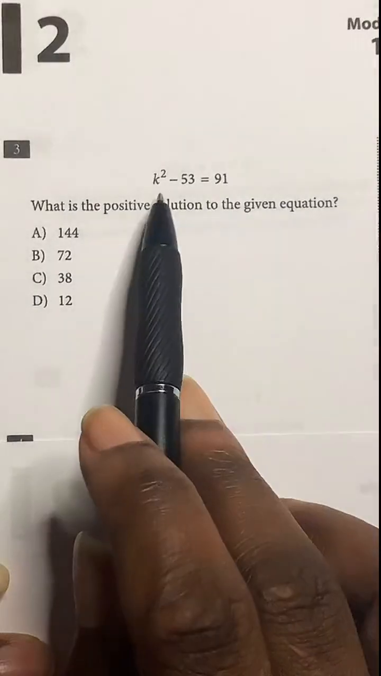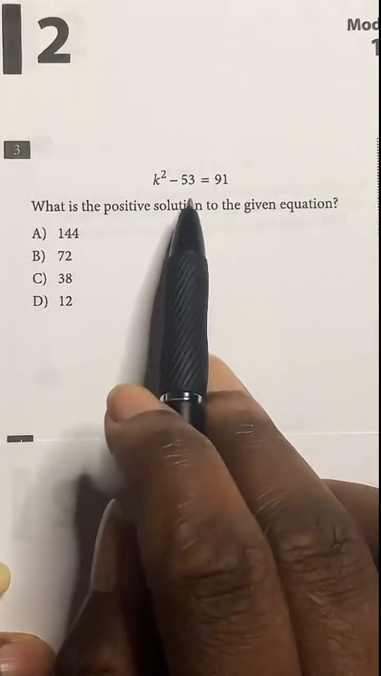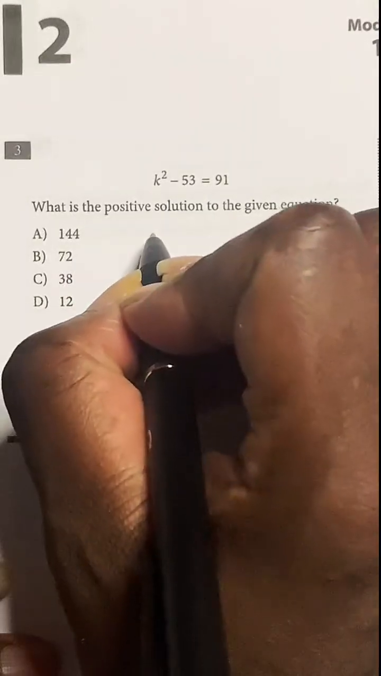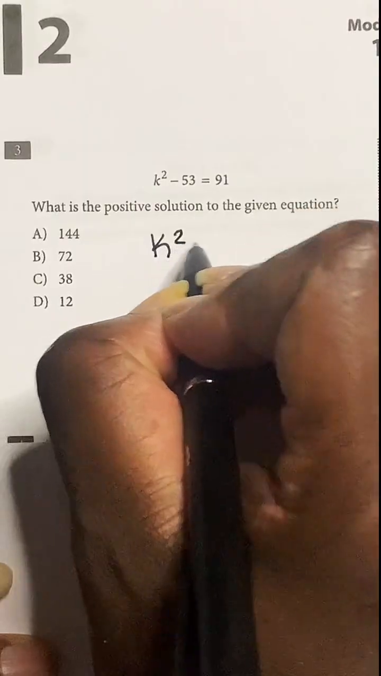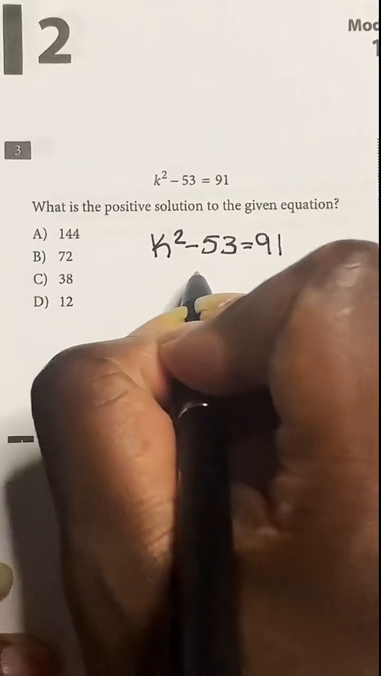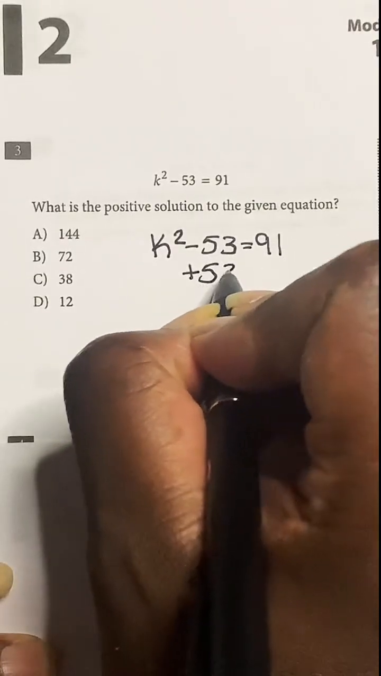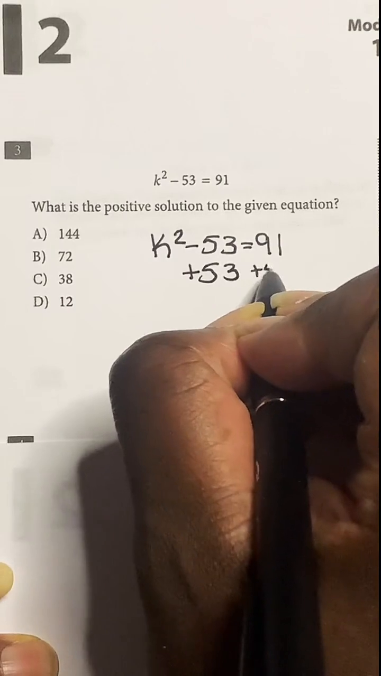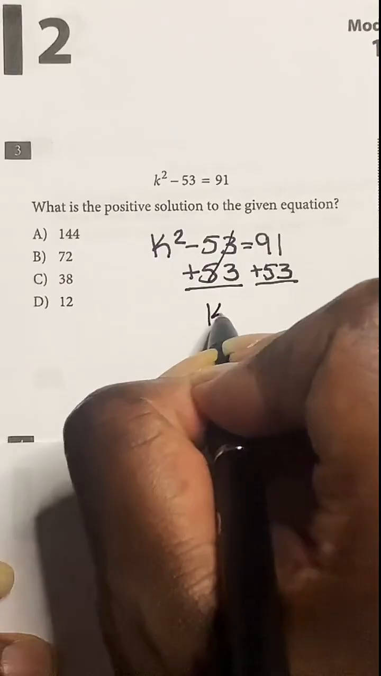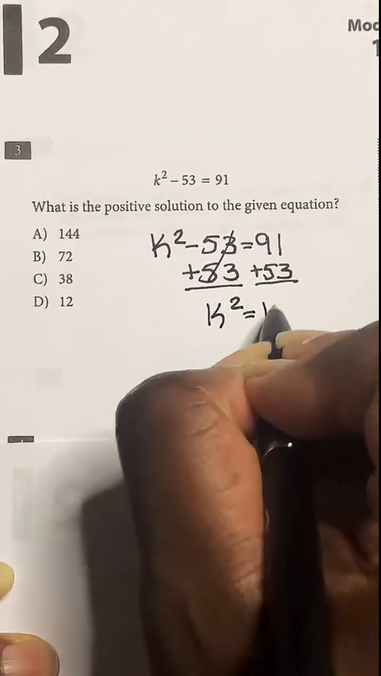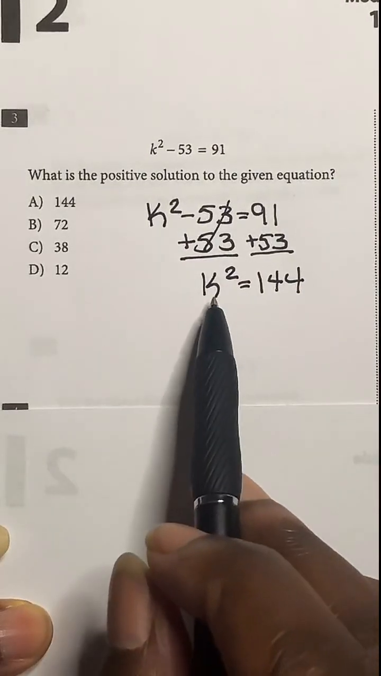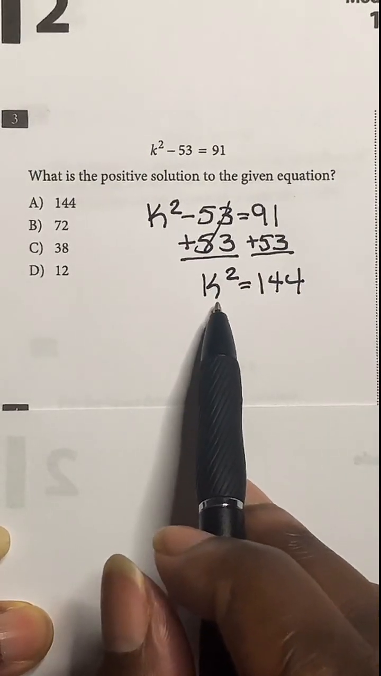Again, we could solve this for K. Notice there's only one variable, which is this one right here. So that means you have your K squared minus your 53 equals 91. So if we add this 53 on both sides, we'll get our K squared is going to equal 144. We don't want to know what K squared is. We want to know what K is.